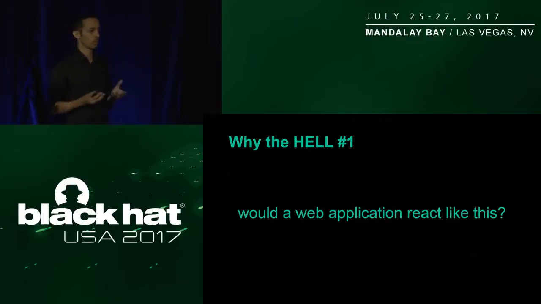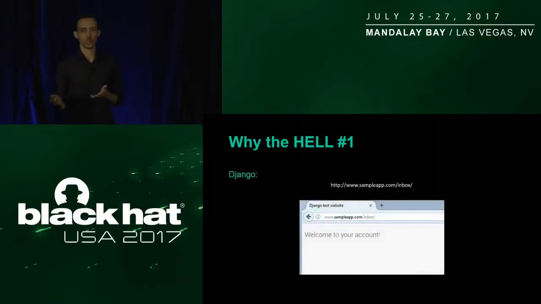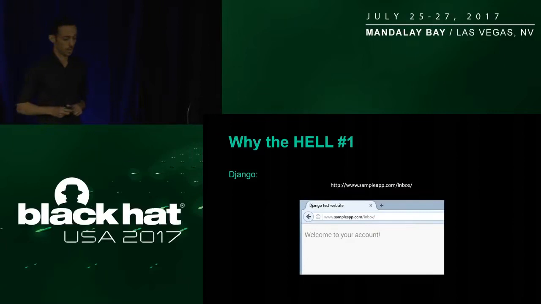Why will it return a 200 OK response for a non-existent URL with the content of the actual page? So let's see an example on a Django web application. So here you can see a Django web application. There's a page called inbox that returns the content that you can see right now on the screen.